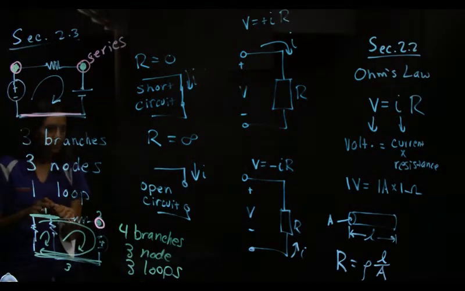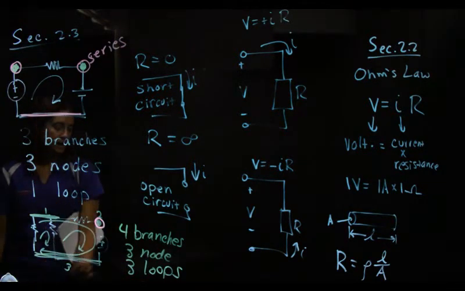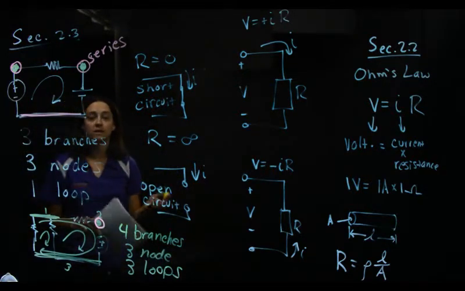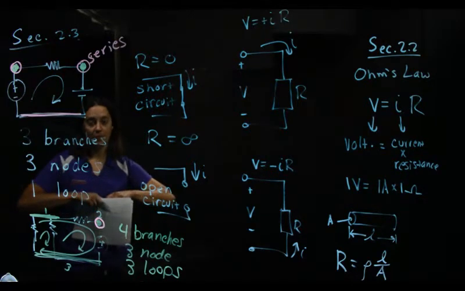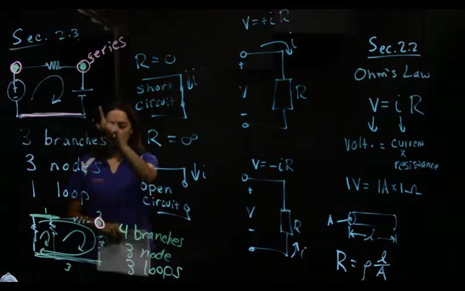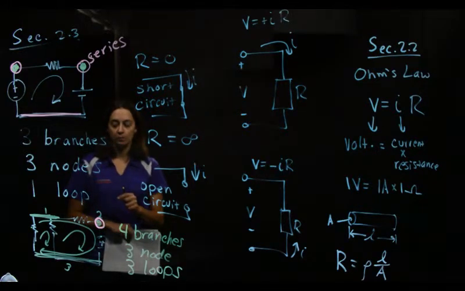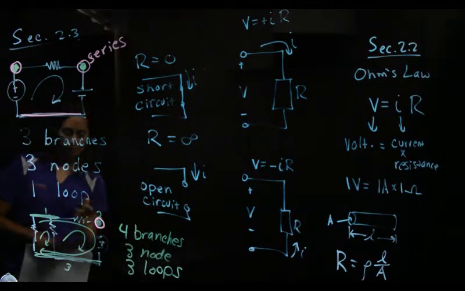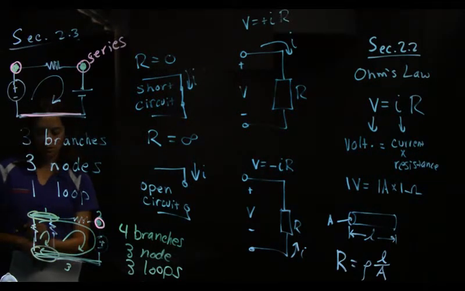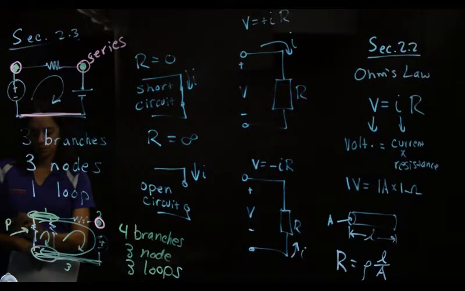Our other one that we want to look at is parallel. Elements are in parallel if they share the same 2 nodes, regardless of what else is connected there. We don't care, but as long as they share the same 2 nodes. So of these 2 circuits, we only have one parallel relationship. Right here, these 2 are in parallel. They both share this node, they both share this node. So those 2 are in parallel.